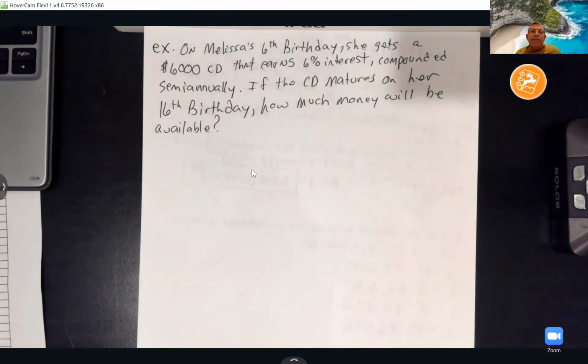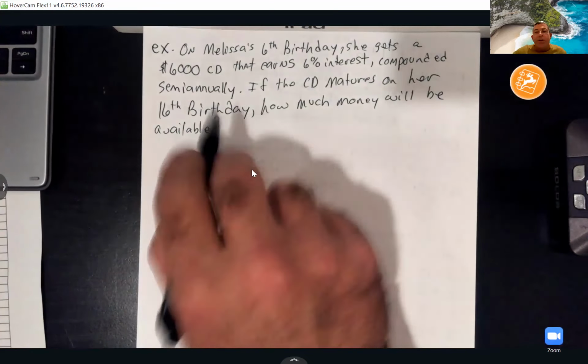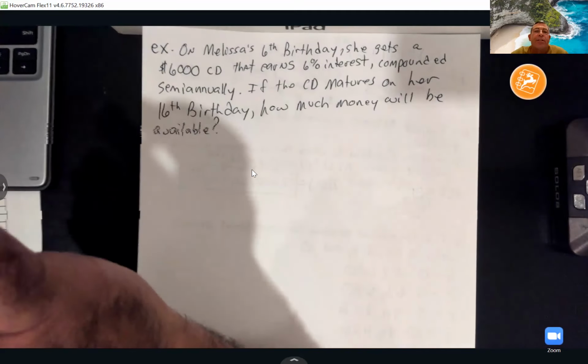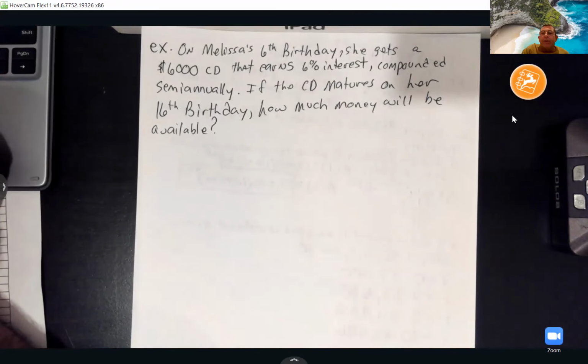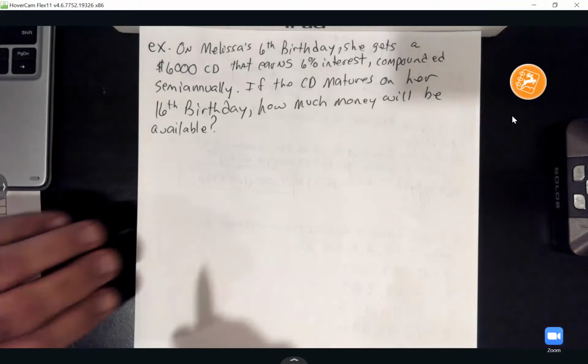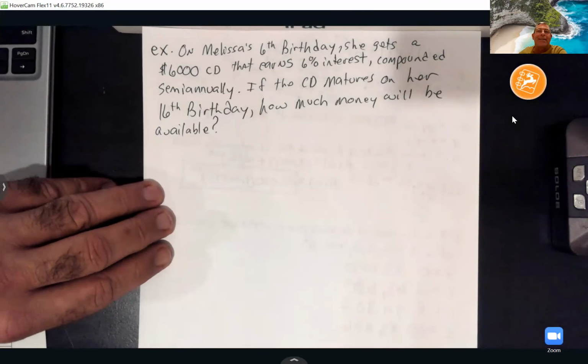So if y'all got kids and want to buy them CDs, you can use these kinds of formulas to see how much they might have on their 16th birthday. Because you know what all these 16-year-olds want. They want little cars and all that stuff, right? So y'all, let's see how lucky Melissa is.